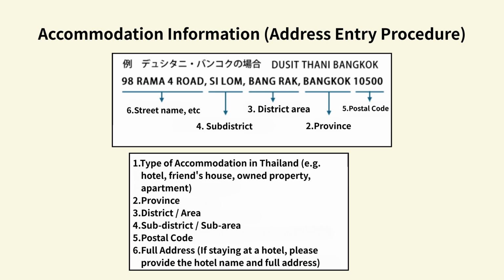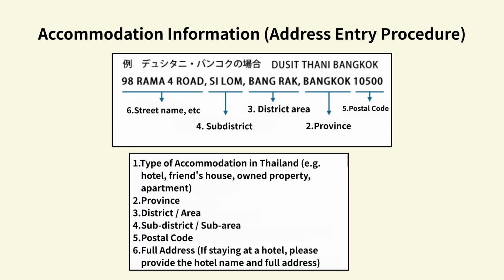This section explains how to enter your accommodation address in Thailand. First, select the type of accommodation. For hotels, choose hotel. For a friend's house, select friend's house. If you own or rent a place, choose apartment.